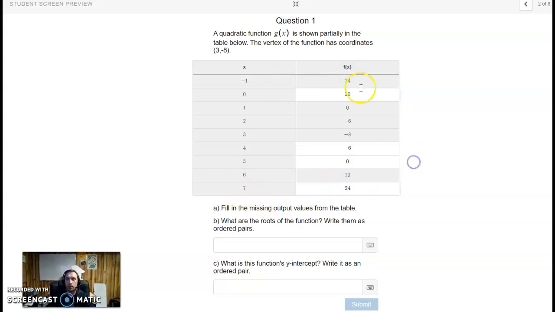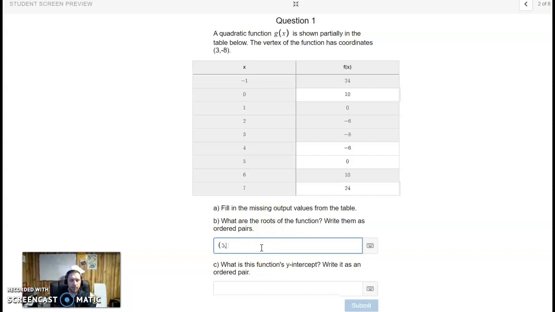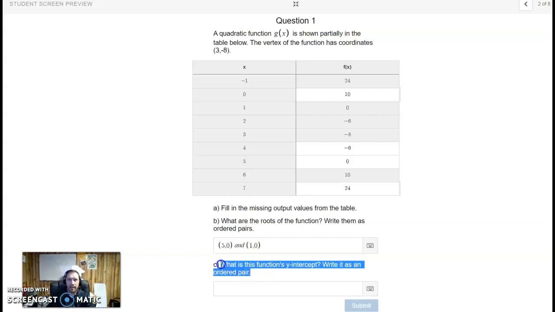All right. So does your chart look like that? Awesome. If not, what do you need to remember? So what are the roots of the function? Remember, what does it mean to be a root? It means where does it cross the x-axis? And so we're looking for y values of 0. So we have a y value of 0 at (5, 0) and a y value of 0 at (1, 0). So we write them as ordered pairs as (5, 0) and (1, 0).